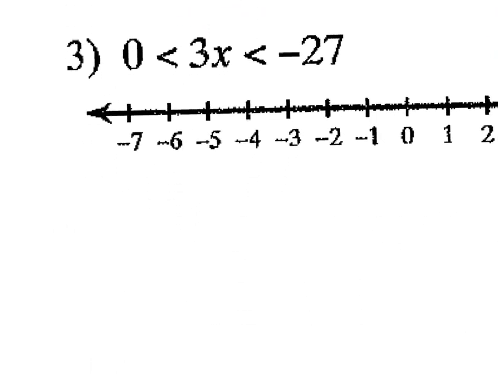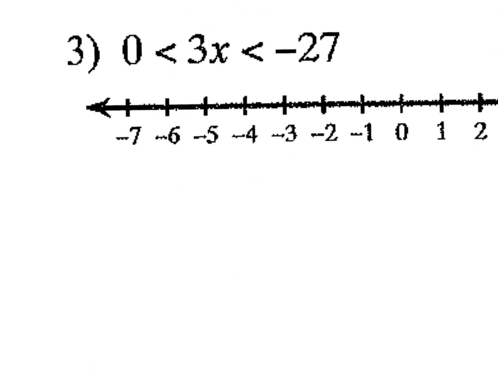Okay, so this is written kind of the same format. On this guy, again, I draw my lines. I'm going to divide by 3 on all sides. So the 3 cancels. I've got x in the middle. My signs stay less than because I didn't divide by a negative. So 0 divided by 3 is 0. Negative 27 divided by 3 is negative 9.